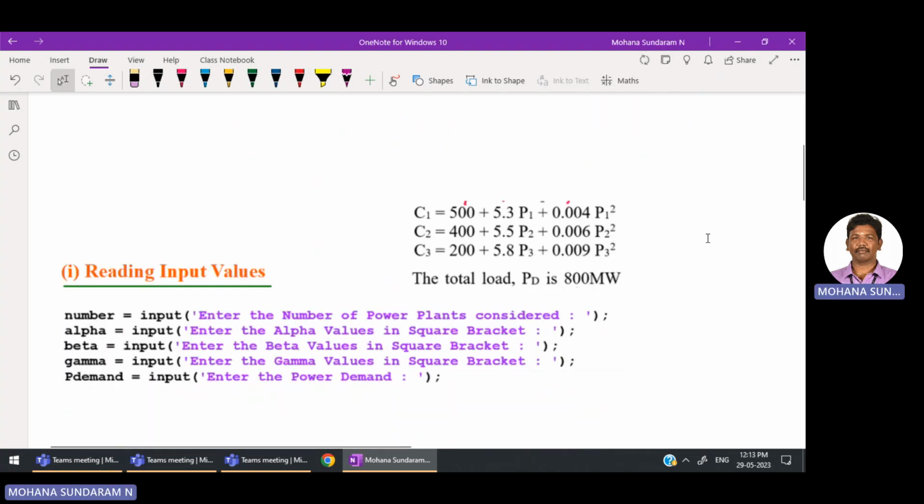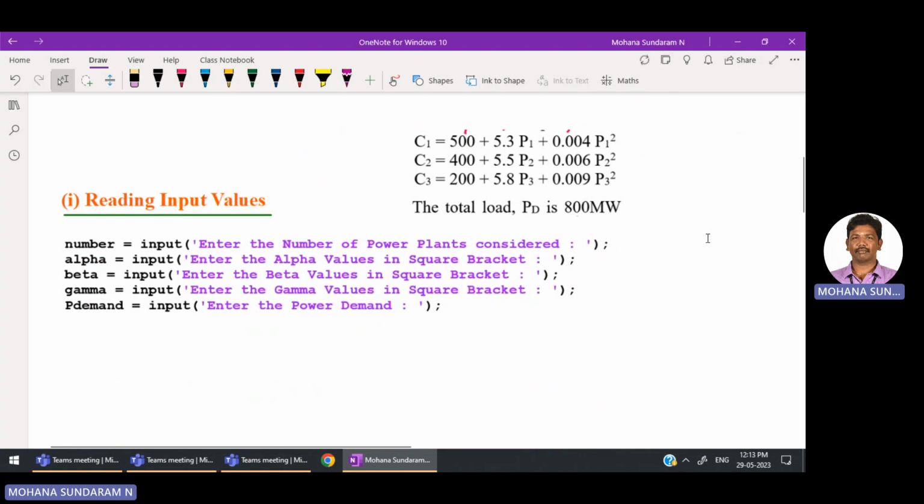Now coming back to the code, we should know how many power plants are operating, what the cost coefficients are, like what is alpha, what is beta, what is gamma for each power plant, and what is the total power demand. So with that note, I am going to write 5 input statements, and the syntax for input statements should be variable equal to input of, and the prompt should be in single quotes.